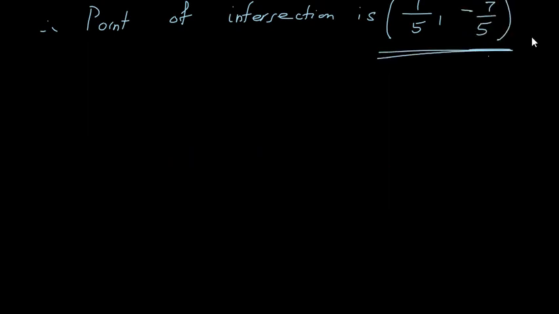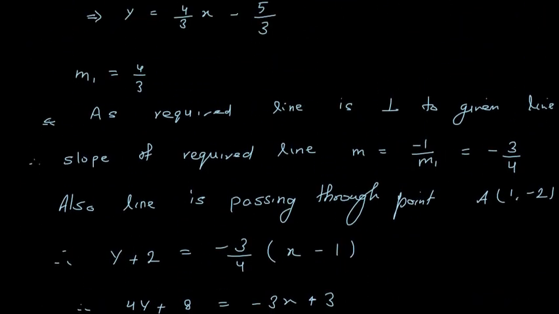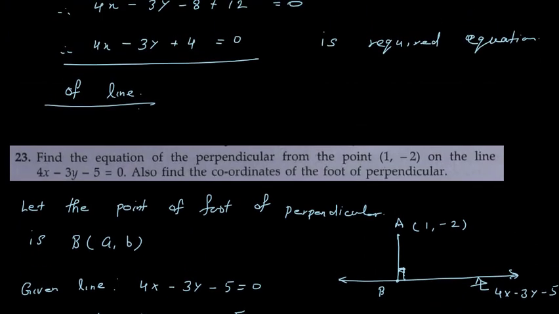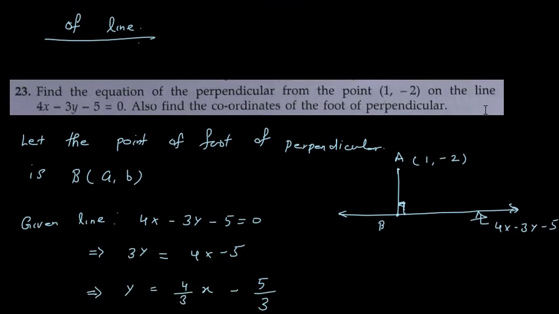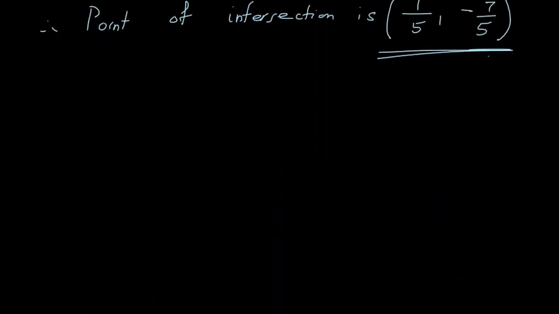So this is the required point of intersection. We have two things asked in this problem. One is the equation of a perpendicular from this point that we have to find out, and the coordinate of the foot of the perpendicular we have to find out. So this is the coordinate of the foot of the perpendicular.